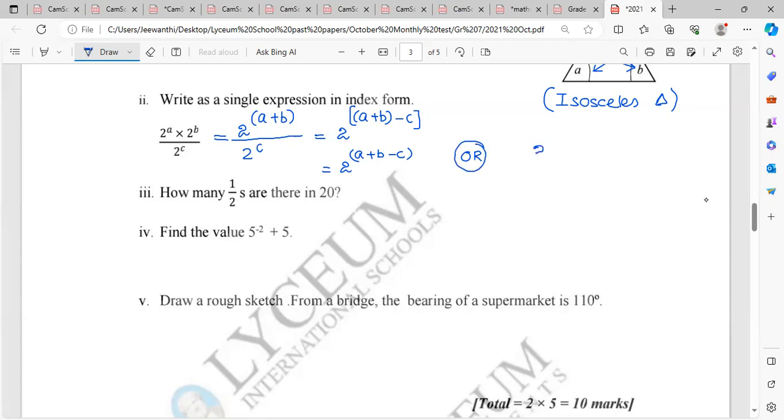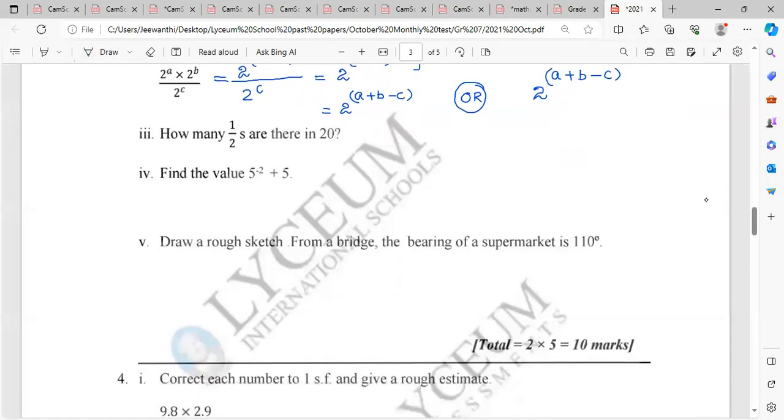You write that as 2 to the power a plus b minus c, because when you see multiplication, the indices are added. When you see division, the index is subtracted. So how can we do it like this? Because here all the index numbers have the same base value. So then the next one: how many halves are there in 20?